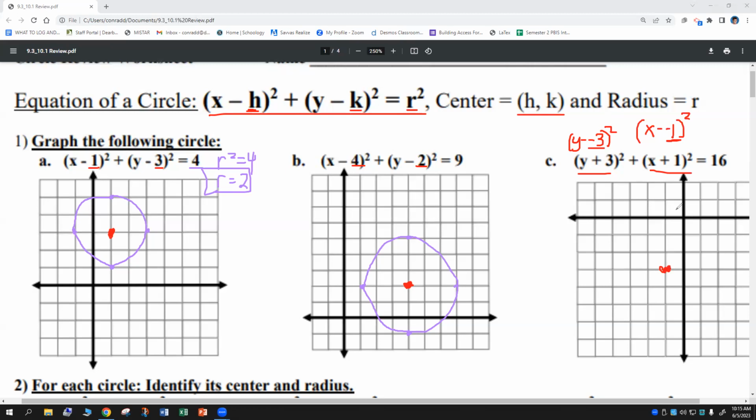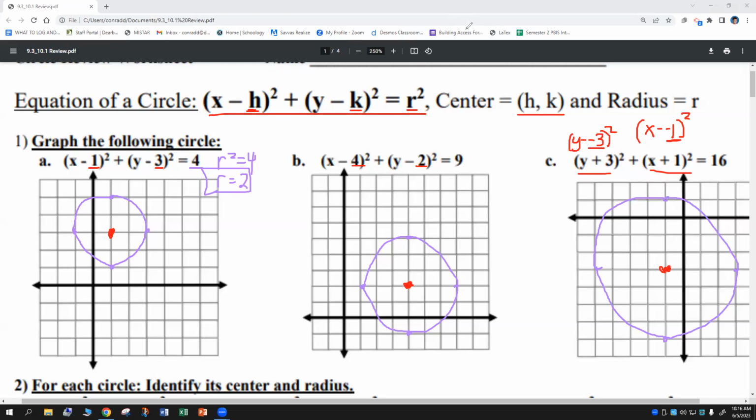And then our radius here is going to be 4. So 1, 2, 3, 4 above, 4 below, 4 to the right, 4 to the left. And there's our circle as best as we can draw it.